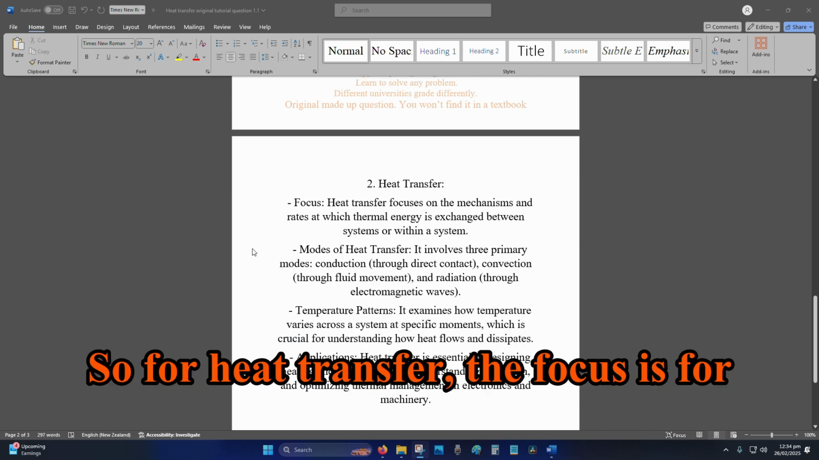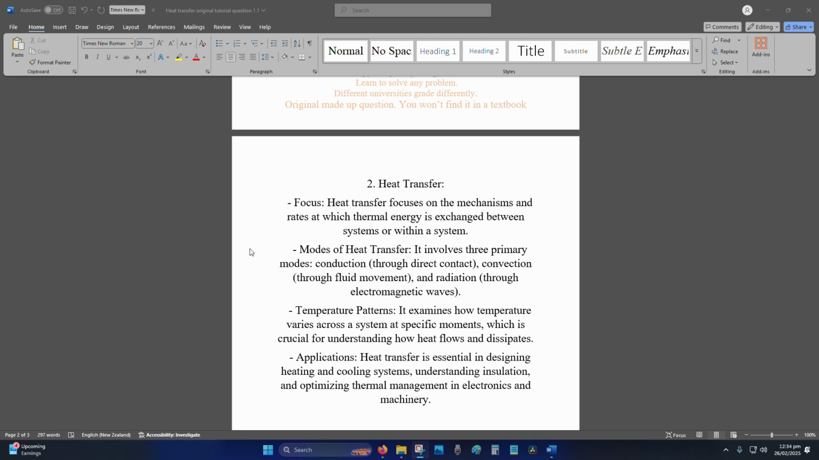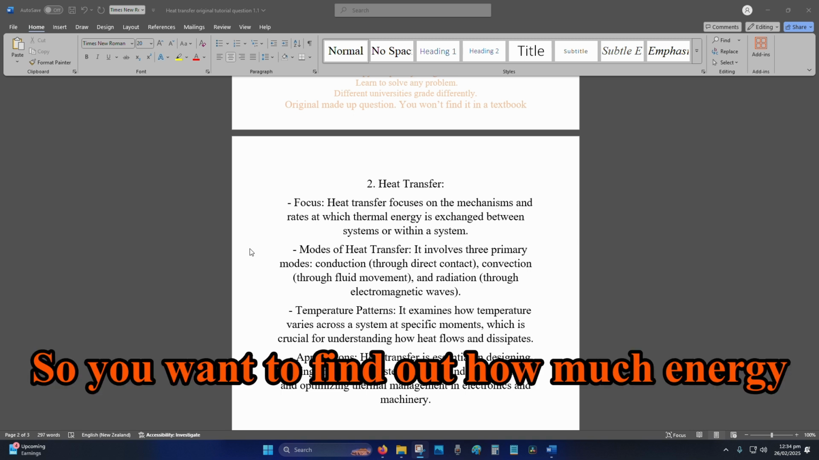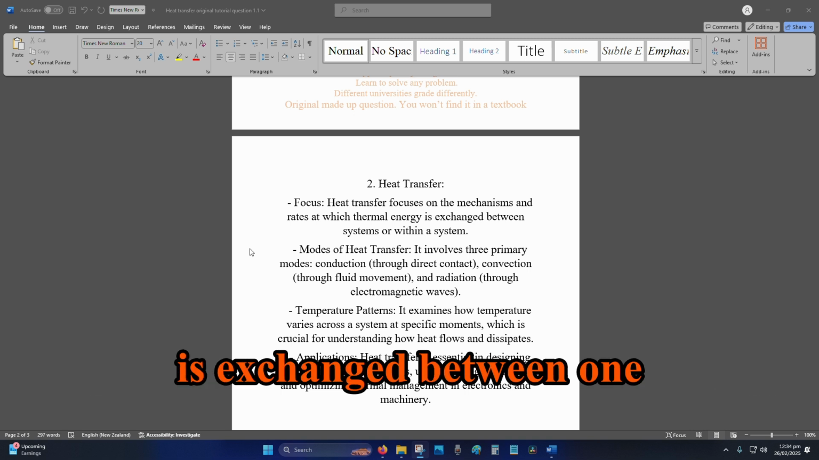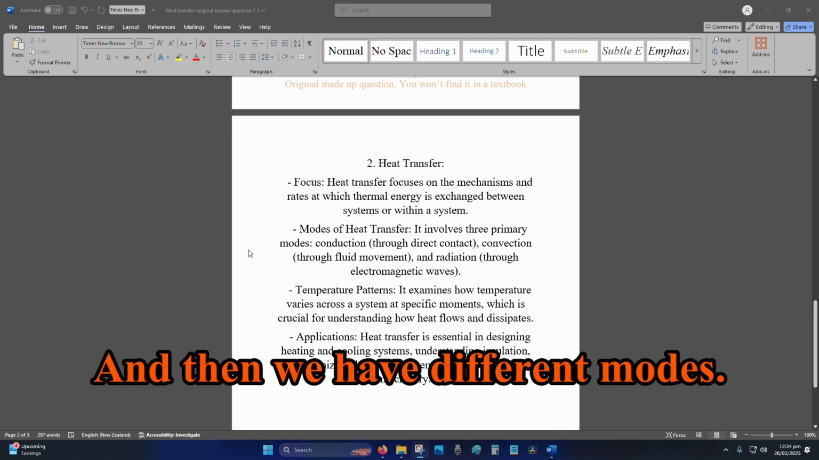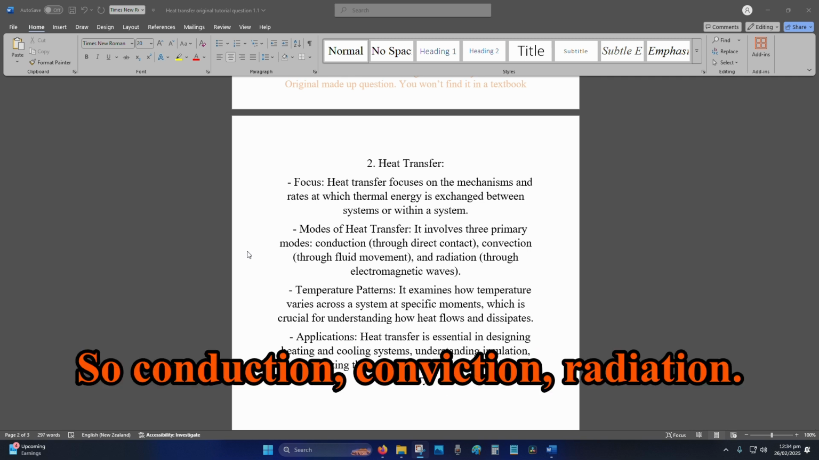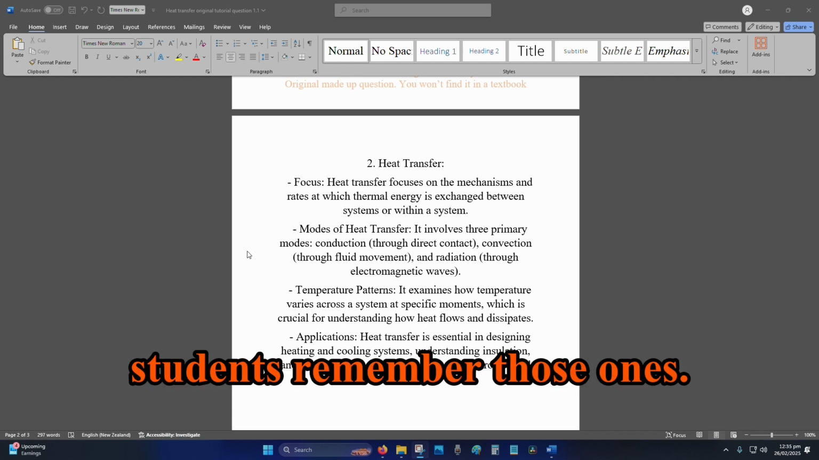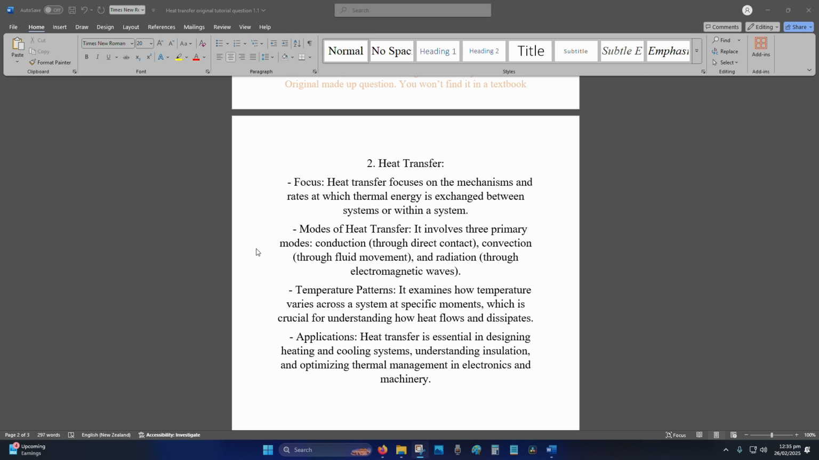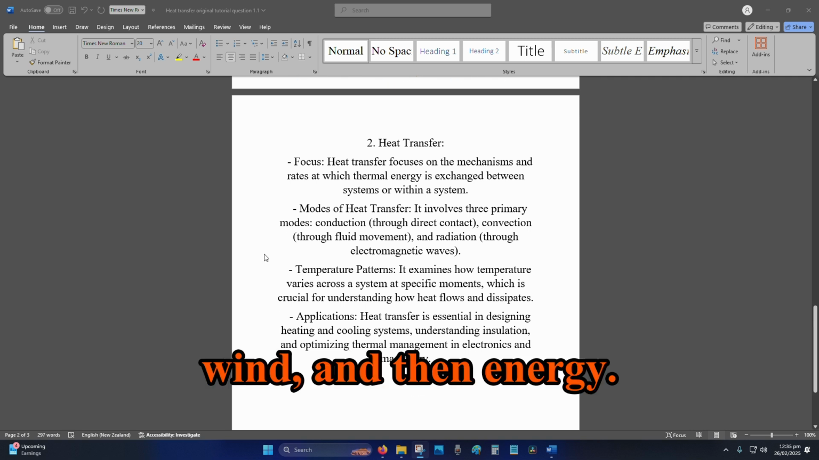So for heat transfer, the focus is mechanisms and rates. So you want to find out how much energy is exchanged between one system and another system. And then we have different modes. So we've got your high school heat transfer: conduction, convection, radiation. I'm sure most students remember those ones. So we've got touch, wind, and then energy.